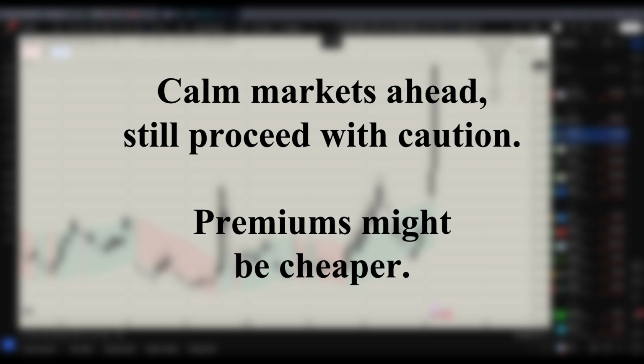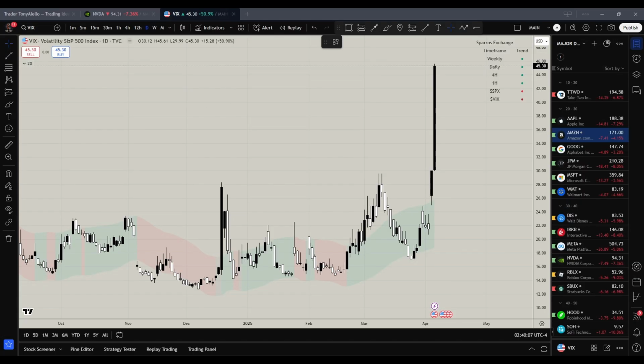Options might be less expensive when the VIX is low. Traders aren't paying much for protection, and this can be good for certain strategies. But always do your research when developing a plan.